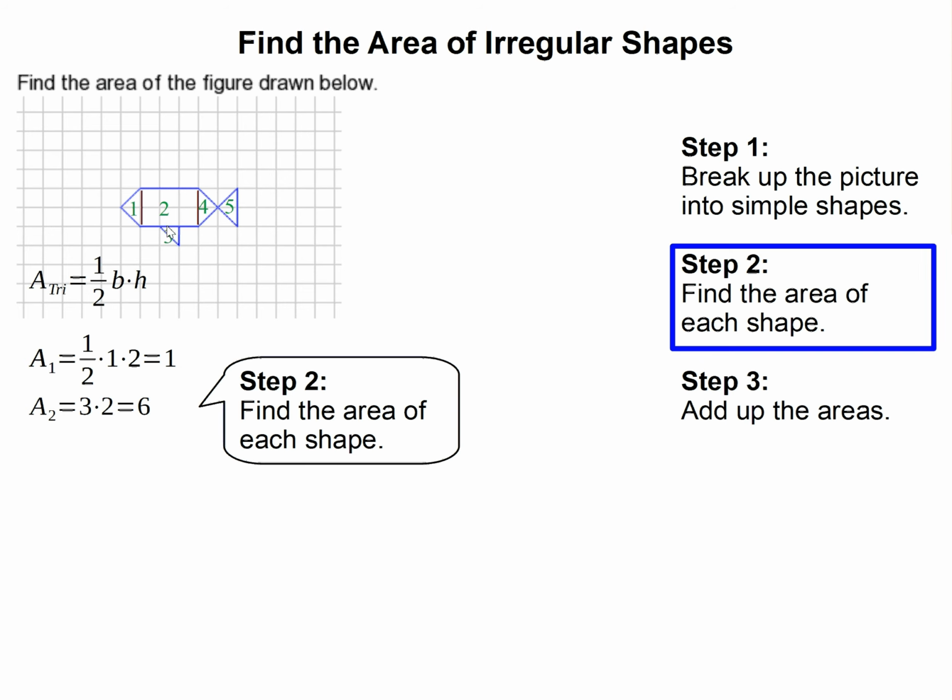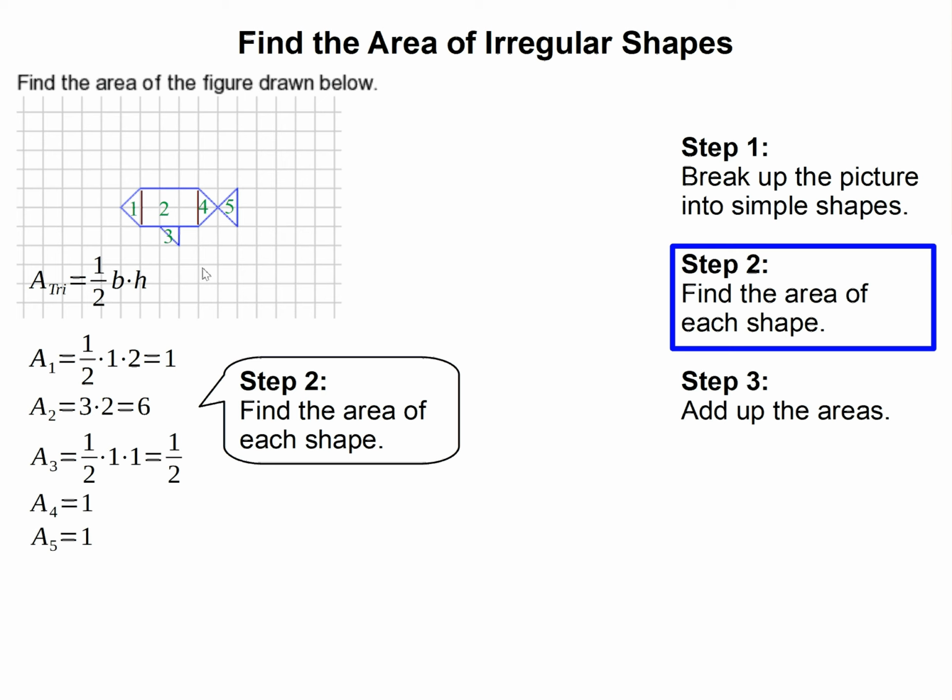Now we go to area 2, and that's length times width. That's 3 times 2, which is 6. You could also simply count the squares if you wanted to, and you would see there are 6 squares. Area 3 is a small triangle down here, so the height will be 1 and the base will be 1. Multiply that out, and we get 1/2.